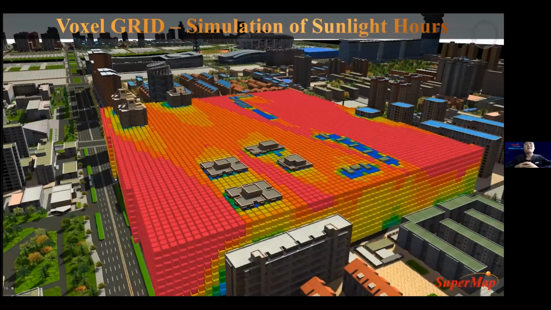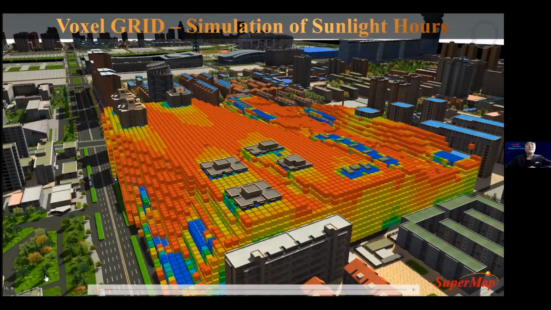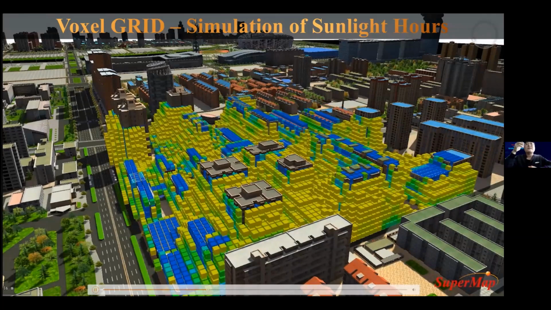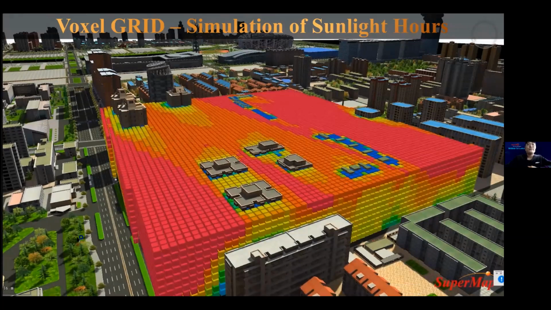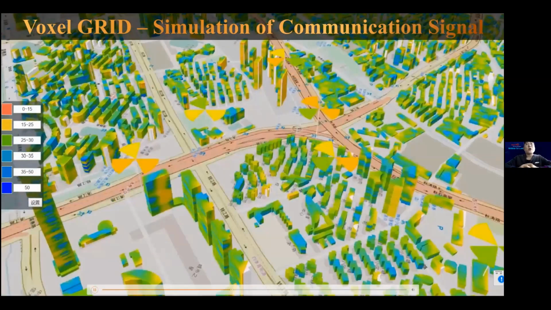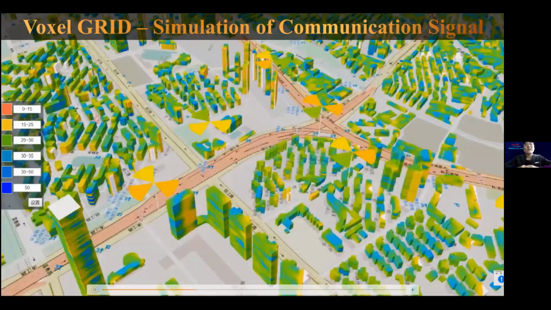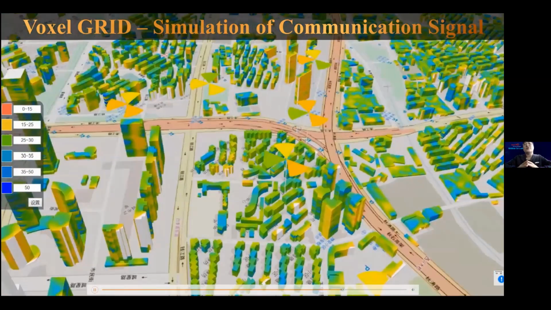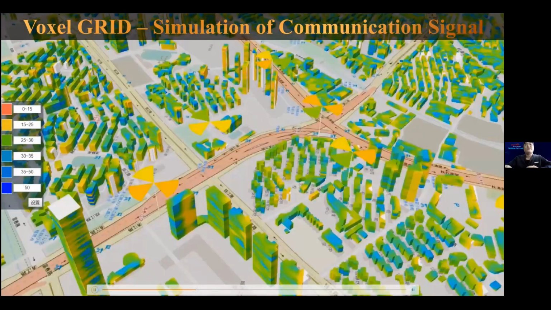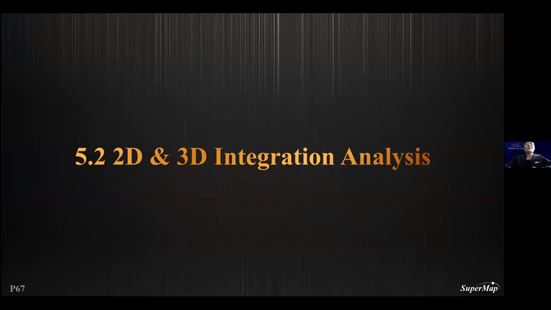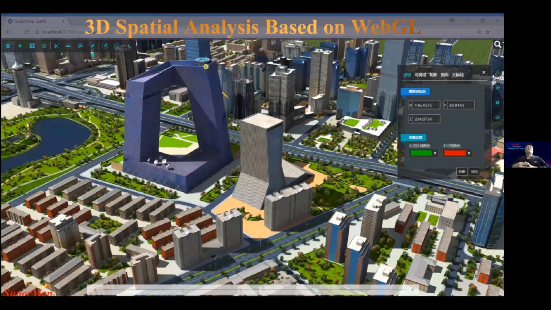And we can, based on the voxel grid, do the simulation of sunlight hours. Yeah, we can use this to analyze the sunlight in urban planning. And the simulation of communication signals can be used in the telecom industry.